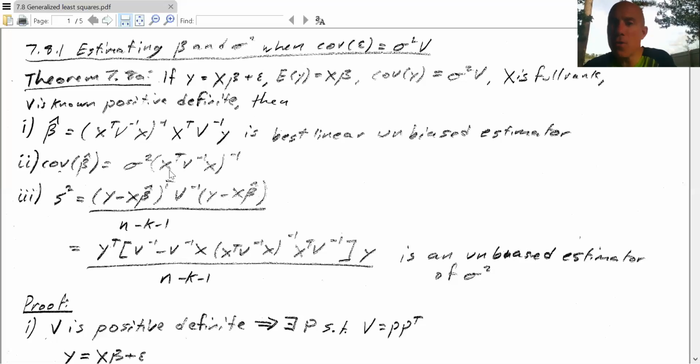What about the covariance on the estimate of the coefficients? It's very much the same, except I've got a V inverse between X transpose and X. That feels natural. Now what about my estimate of variance? It's very similar. I've got y minus X times beta hat transpose, and I've got y minus X times beta hat over here. In the middle, once again, we have V inverse. That should not be shocking at this point.